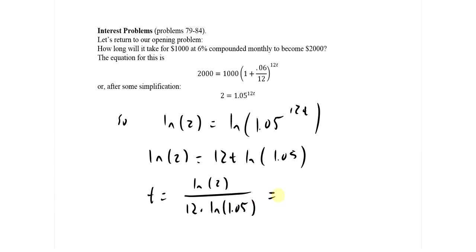And what's that equal to? 1.183892. Right, it's about a year and 2 months at 6% compounded monthly for it to double.